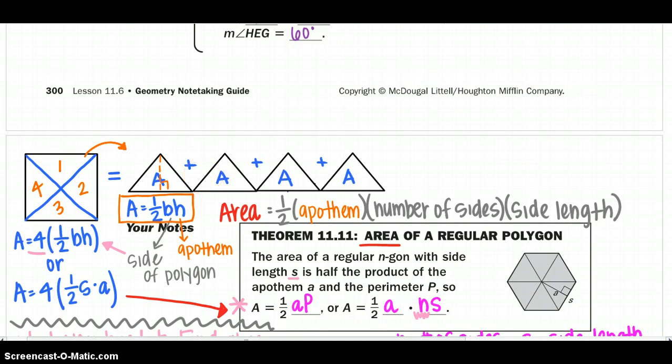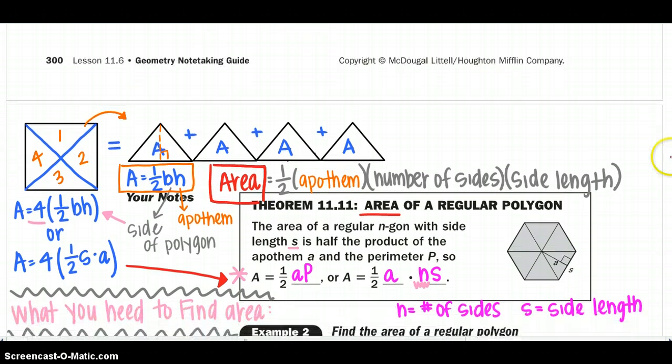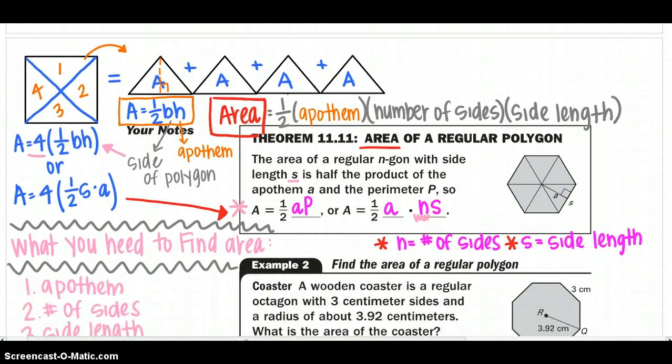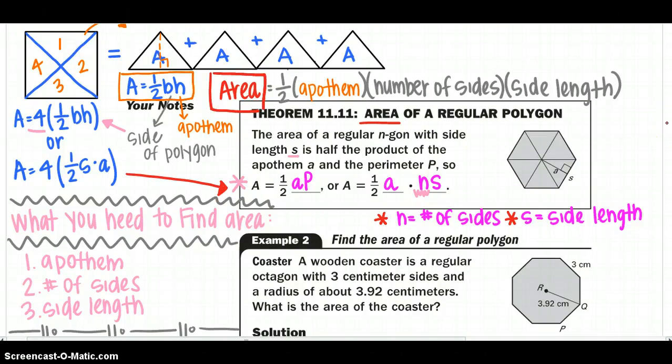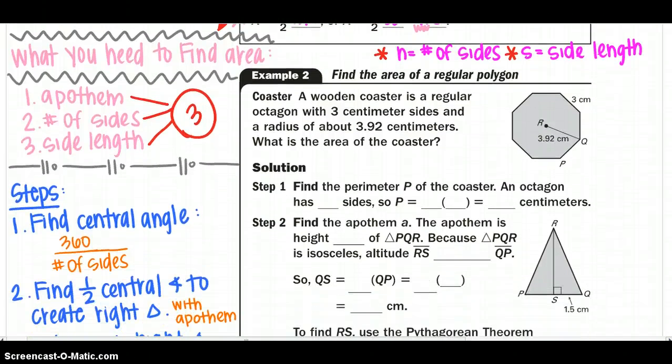So I've rewritten it up here on the top, so I would highly suggest writing that down in words, just so you don't forget what those letters mean. I've also designated N equals the number of sides, and S equals our side length that we've been talking about. So using that formula, you know that you need 3 things, the big 3, to find your area: the apothem, your number of sides, and your side length. So that's kind of what our goal is to find when we go through the problems.